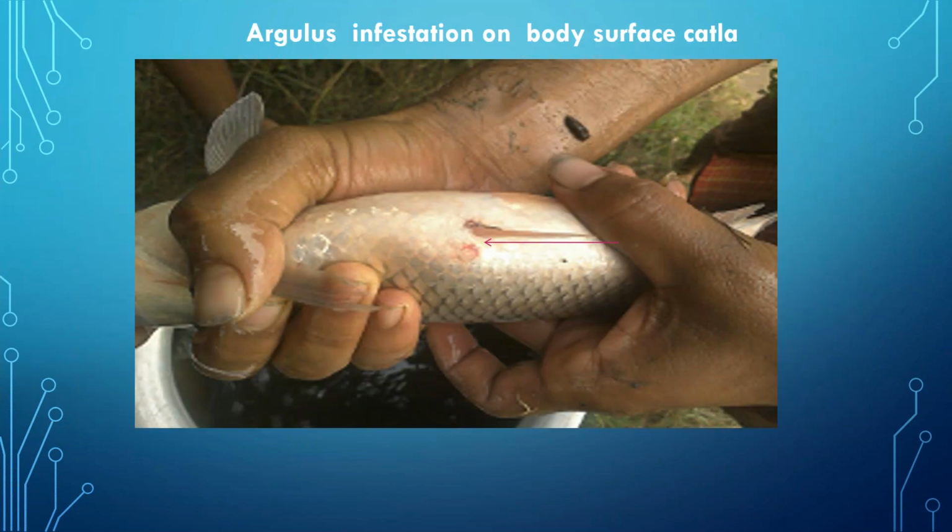This is a very common Argulus infestation on the body surface of Katla. These are crustaceans, again seen with our naked eyes. They feed on the mucosal content of the fish, and the fish senses itching, followed by descaling and puffiness of the skin beneath the scales.